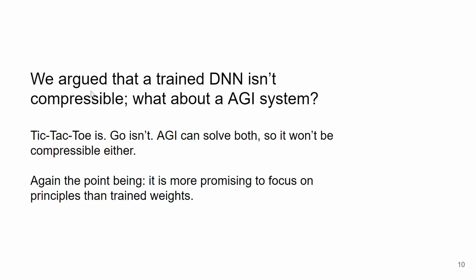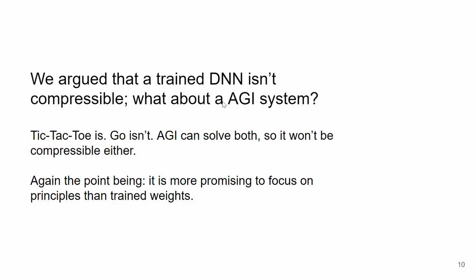So we have argued that a trained deep network is not compressible and hence not understandable. So let's try to extend this logic to an artificial general intelligence system. So what do I mean when I say AGI? I mean that we're talking about a system that is at least as good as humans in a broad range of tasks.